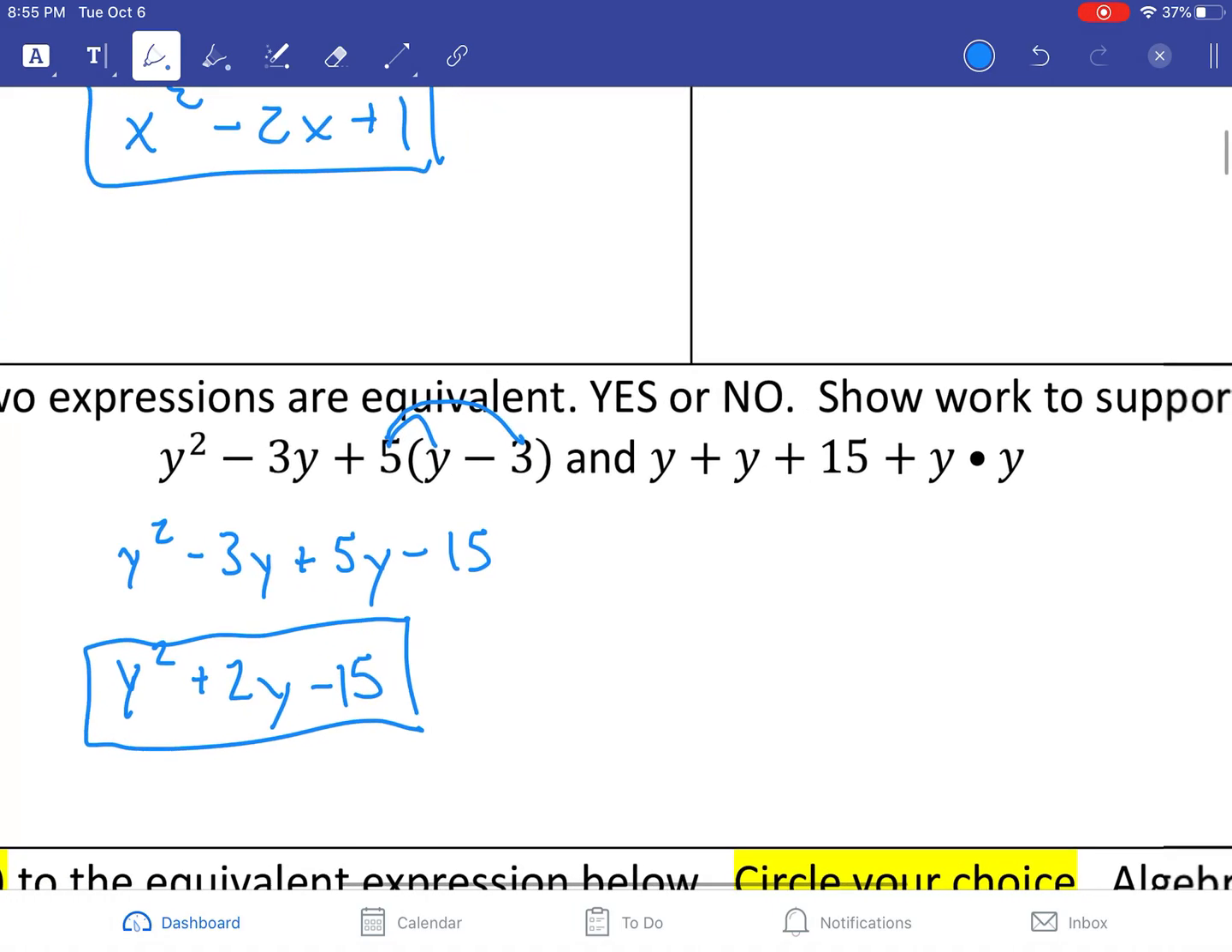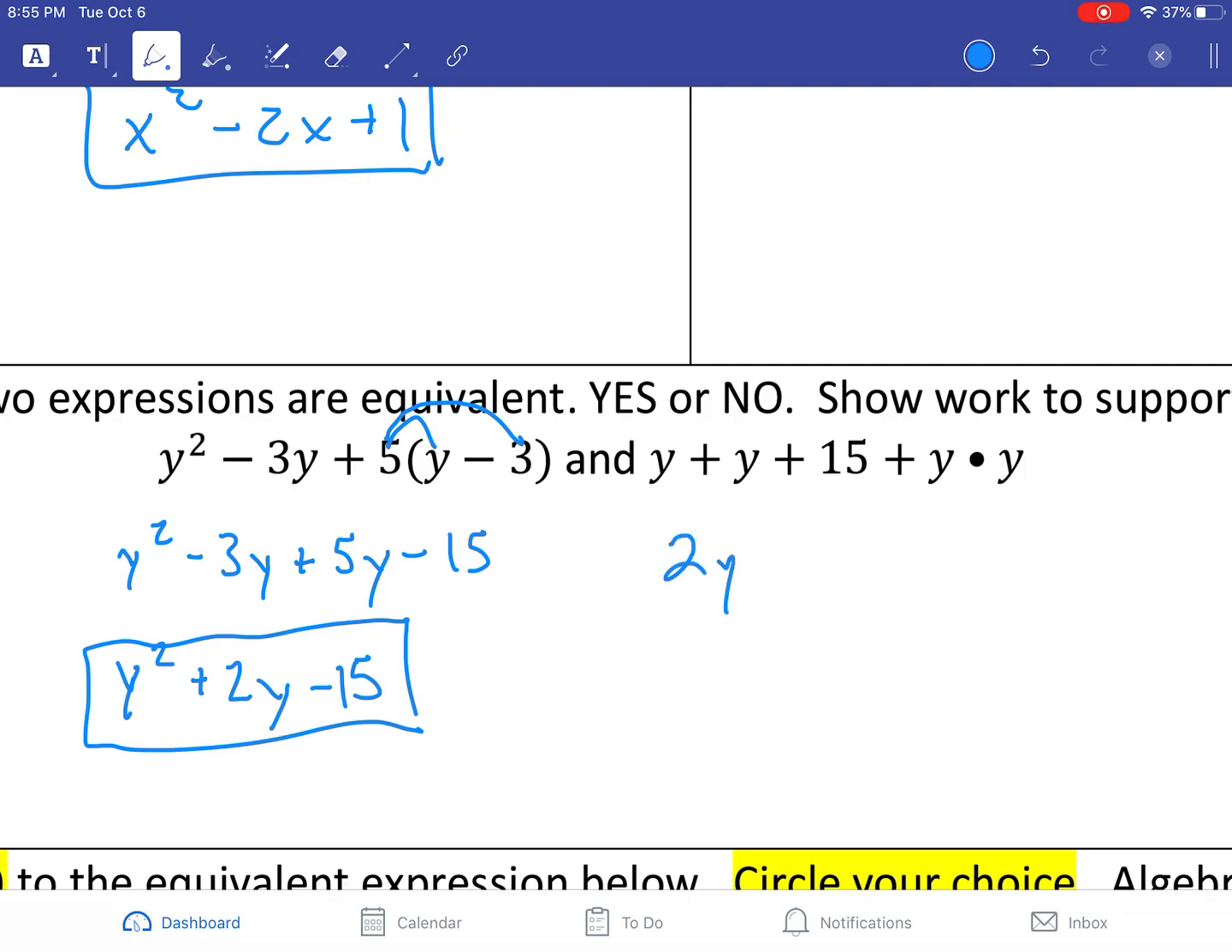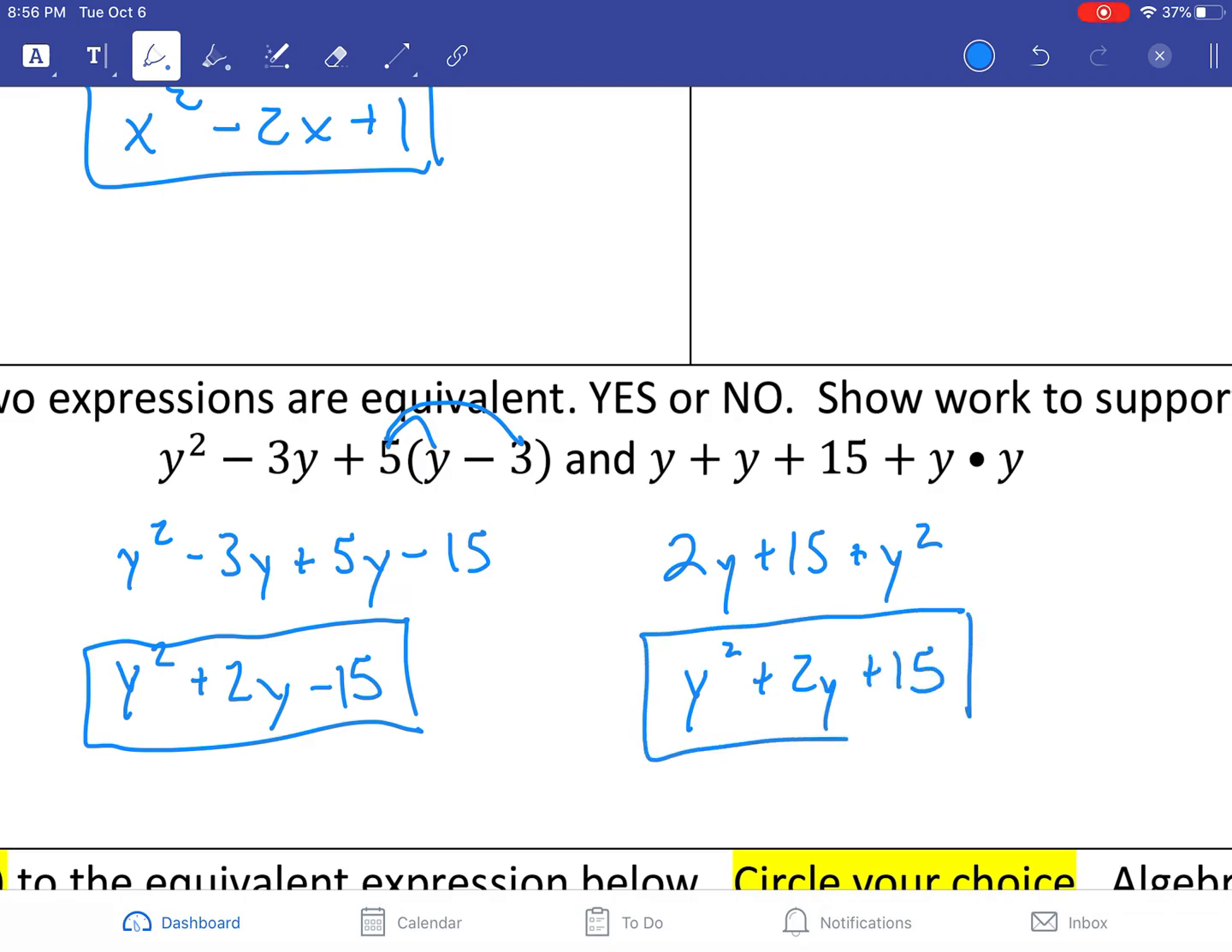I'm going to check it against the other one. We have y plus y, which is 2 y's. We have plus 15, which you cannot combine because it doesn't have a y on it. And then plus y times y, which is plus y squared. We rearrange this so that they are in the correct order. You have y squared plus 2y plus 15. And you can see now that these are not the same. This would be a no, because one has negative 15 and one has positive 15.